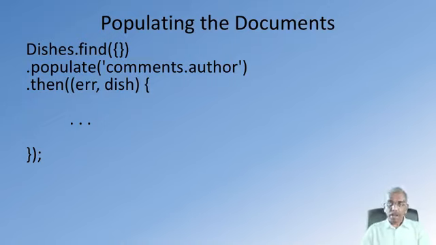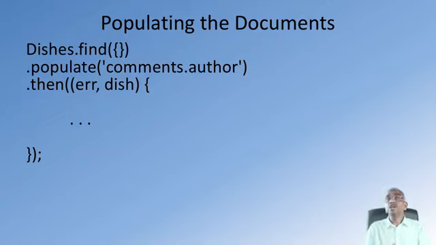So I would suggest that you use populate very judiciously. You should use it only in circumstances where you really need that information. If, for example, you're just constructing the menu for your restaurant, you may not really need to populate the information about the author of each comment into the comment document at all, because when you are rendering the menu, you are not going to be showing the comments for the specific dish.